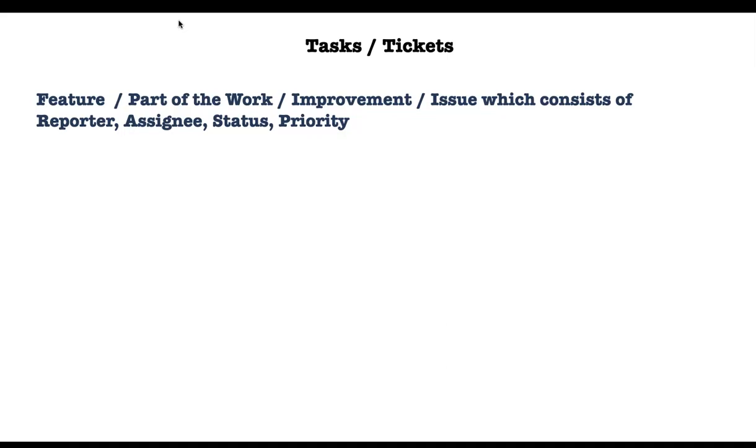Most of the time we see tickets or bugs or tasks in Jira. How many tickets have been assigned to you? That is exactly the question you get. A task or ticket can be a feature, a part of work, or any improvement or issue, which consists of reporter, assignee, status, and priority.